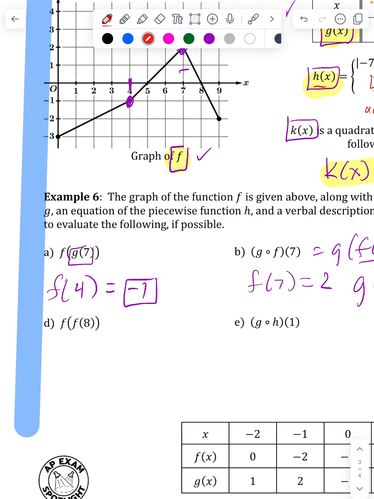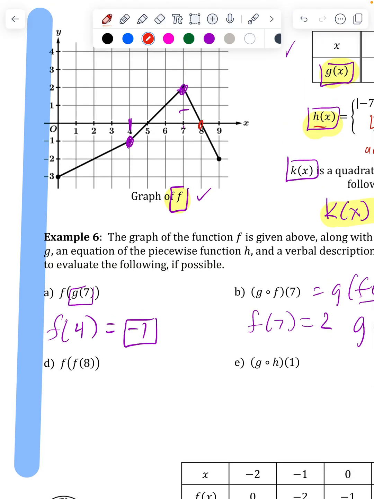Here, f of 8, I have to start with that. And on the table, the y value that's associated with an x value of 8 is 0. But then my next layer is also f, so now I'm looking up f of 0. And if I look back where x is 0 on my function, my y would be -3.